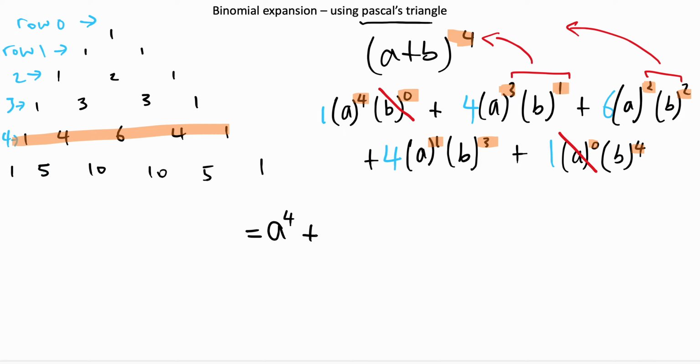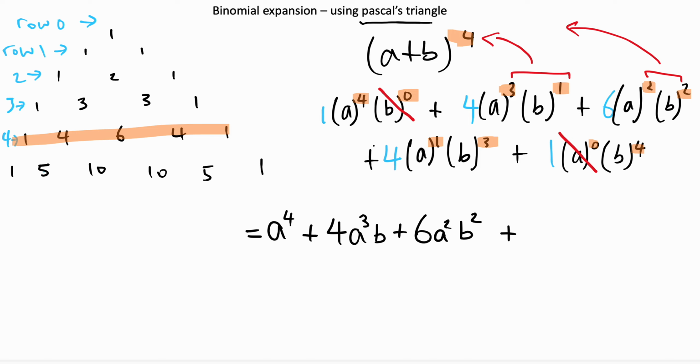Well, that's just going to be 4a cubed and b to the power of 1, which we simplify to just 4a cubed b. And then we have our next term. Well, 6 times a squared plus b squared. Well, that's just going to be 6a squared multiplied by b squared.